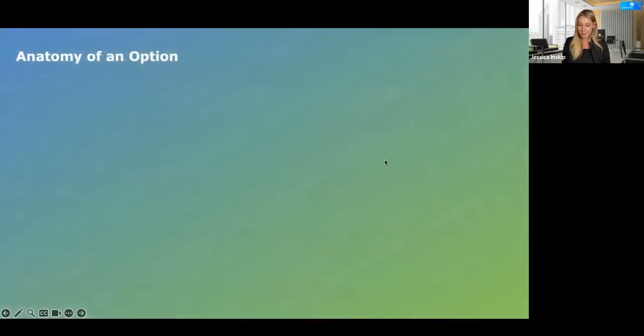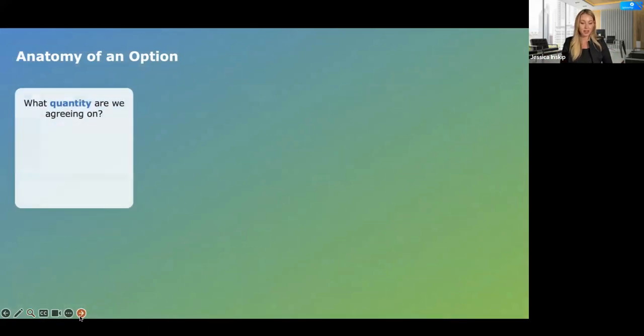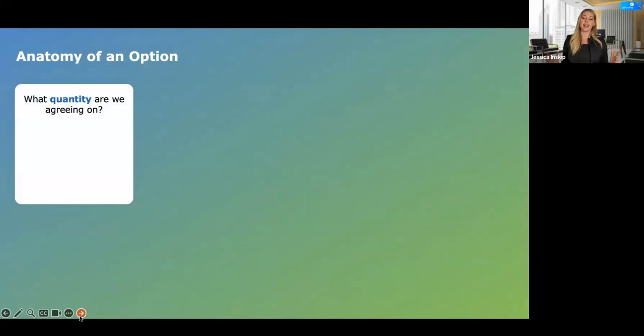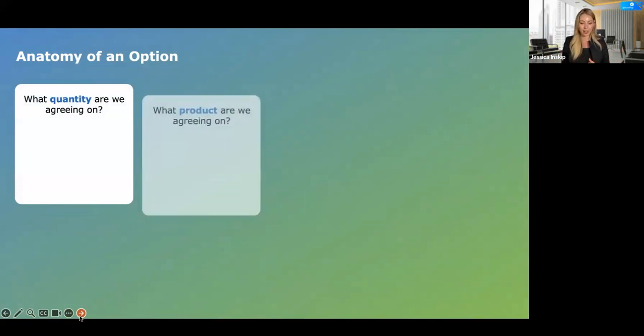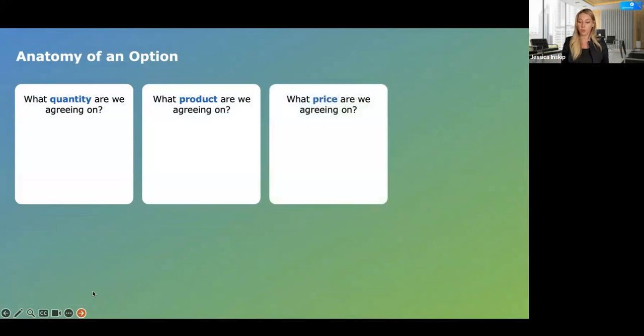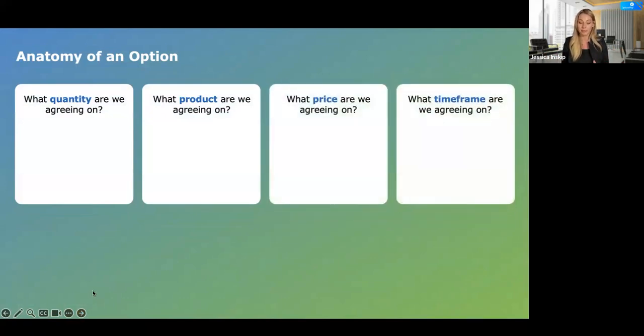So let's talk about the anatomy of an option. Whenever we have a contract, we are asking questions and essentially answering them. What quantity are we agreeing on? What product are we agreeing on? What's the price and what's the time frame? That's the way that we break down the jargon.